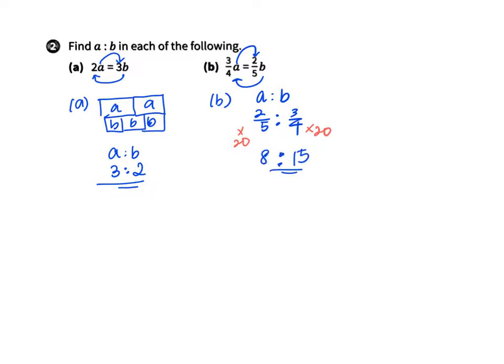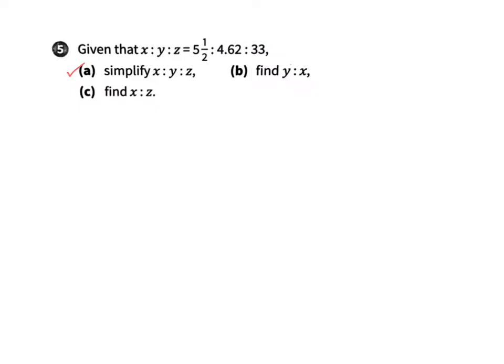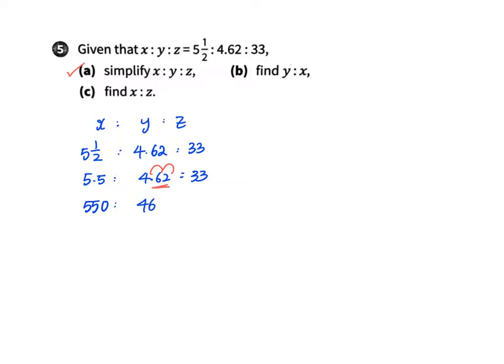Have you gotten the answer? Next, question 5, we have the following. X is to Y is to Z. So X, Y, and Z is 5.5 is to 4.62 is to 33. I do not like decimals. There are 2 decimal places over here, so I multiply by 10, multiply by 10, multiply by 100. So I'm going to multiply by 100 to every single term. So that will give me 550 is to 462 is to 3300.